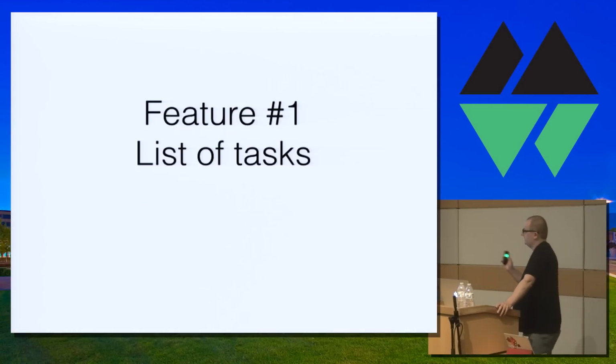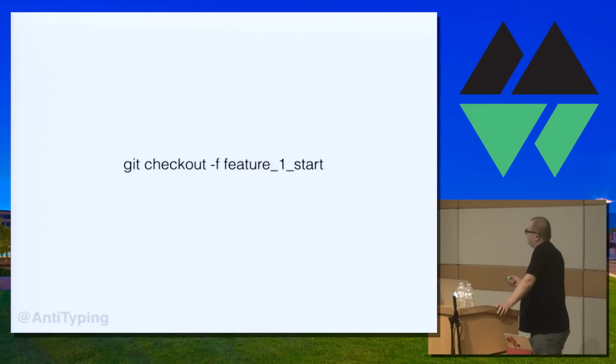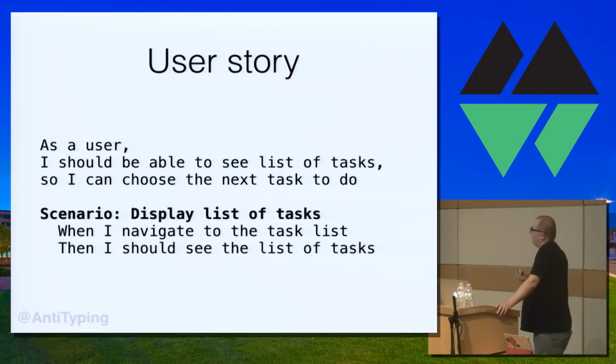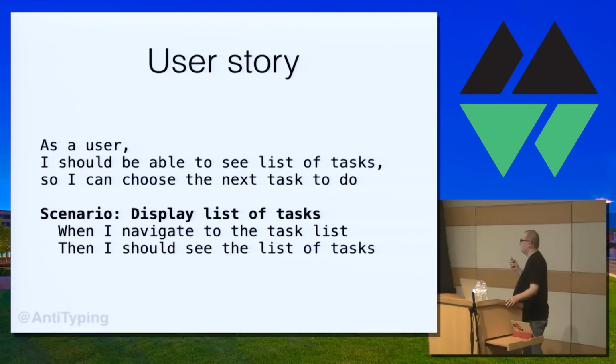Okay, so that was the setup for the app. Now let's start working on a feature. We're going to implement this list of tasks. You can check it out from GitHub this way. You just check out the tag. And we always start with a user story. This is pretty much what a project manager, PM, or a client would give you. It's a textual description of the feature that we are implementing, right? It's very simple here. We want to display a list of tasks.